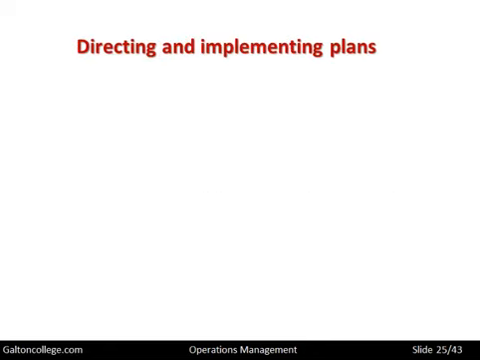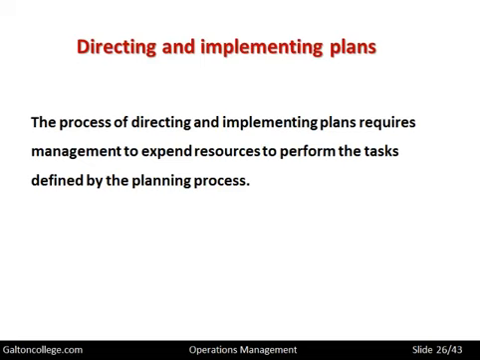Directing and implementing plans. The process of directing and implementing plans requires management to expend resources to perform the tasks defined by the planning process. So it's a question of making sure that management has the resources to undertake the tasks that are required by the planning process. The planning process must have a rationale.